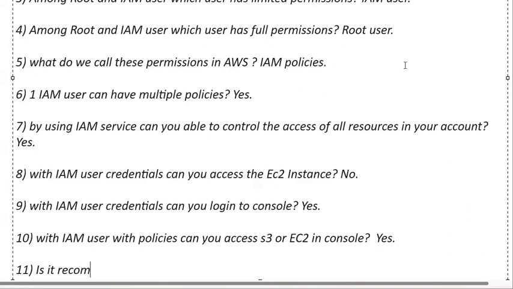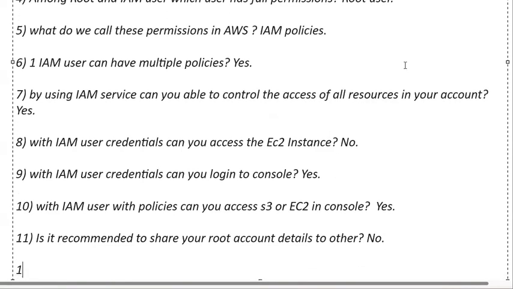Is it recommended to share your root account details with others? The answer is no, it is not recommended to share your root account details with others.